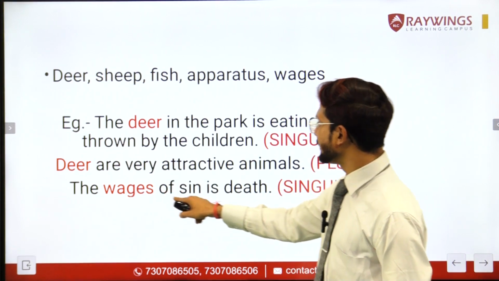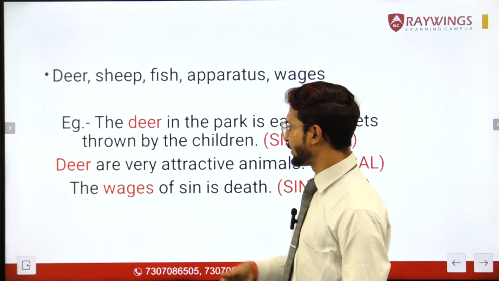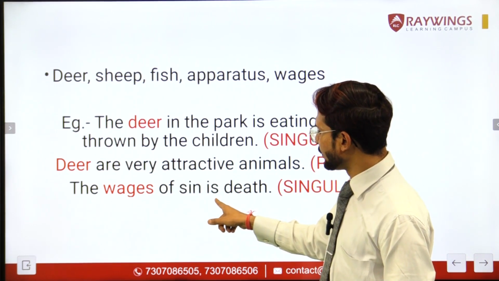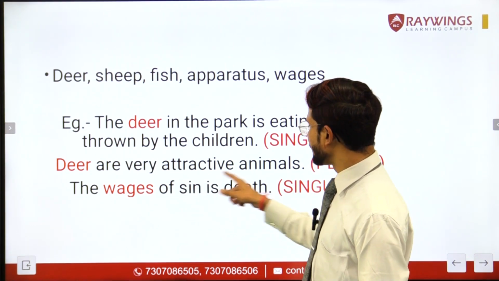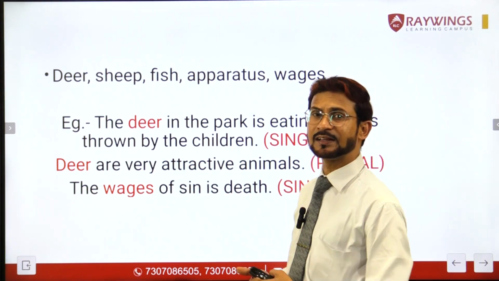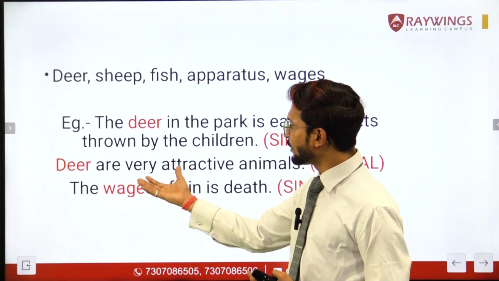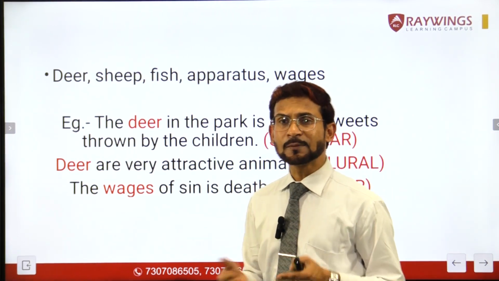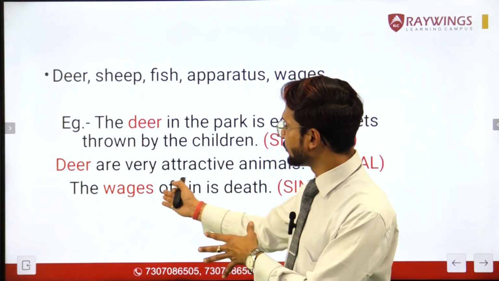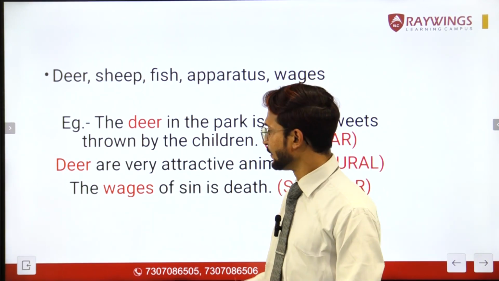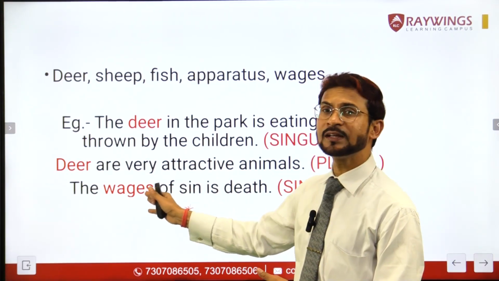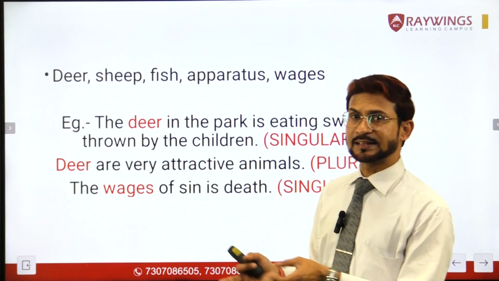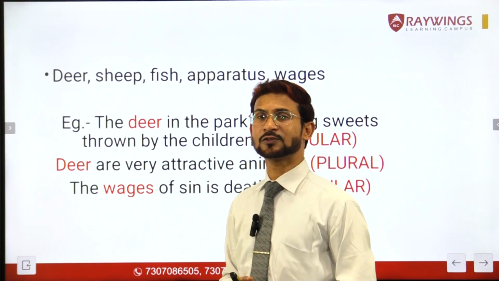We say that the wages of sin is death, right? The word wages has a singular verb, is, after it. So the wages of sin is death. That means wages is acting as a singular noun here. Now, what does the word wages mean here? Is it about salary? Is it about remuneration? No, it is not referring to remuneration or salary. Here, the wages of sin is death means the return of sin is death, or the punishment of sin is actually death.